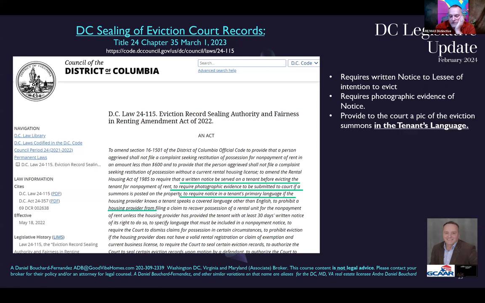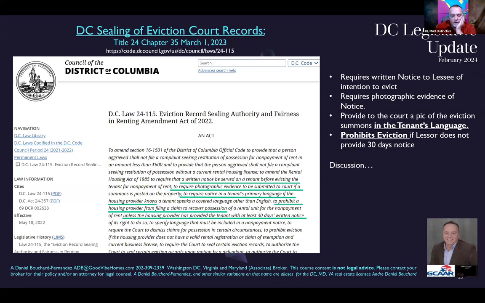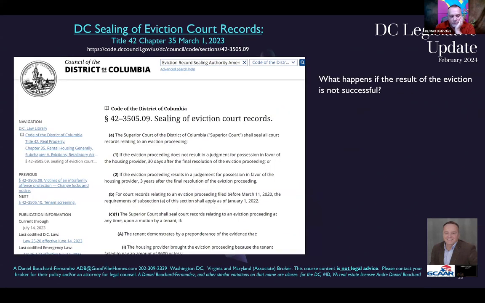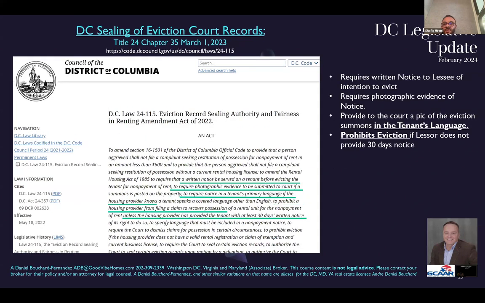Photographic evidence. Okay, let me see here. Prohibits eviction if not less than 30 days. Discussion. Okay, so there was a point that I forgot that I got sidetracked on, and I've forgotten what it was. Oh well, we'll continue on. Going back to the other one, I think it's required even if the person speaks English as their primary language, that the notice has to be done in both languages, English and Spanish.